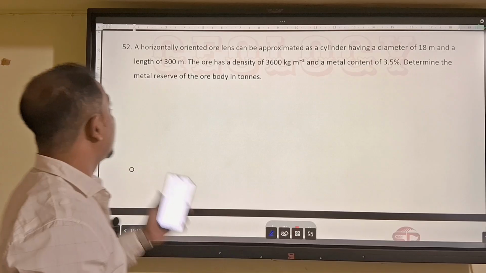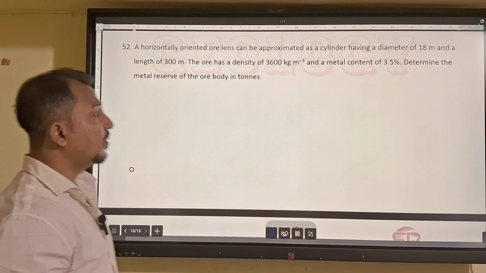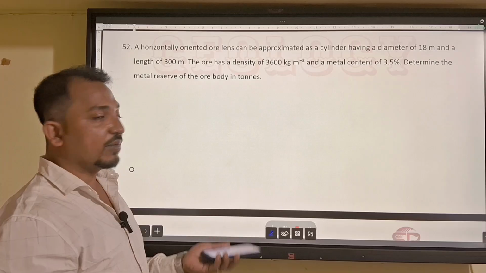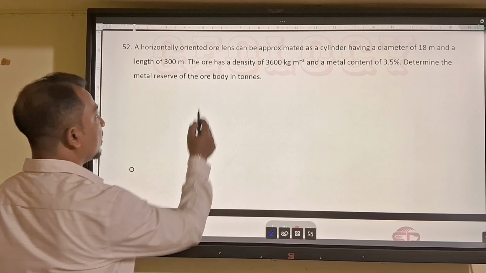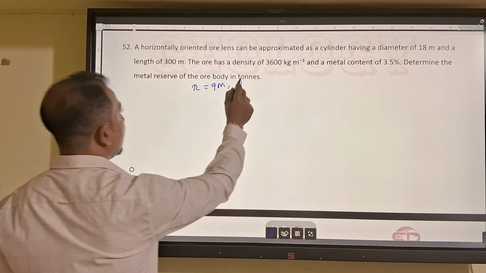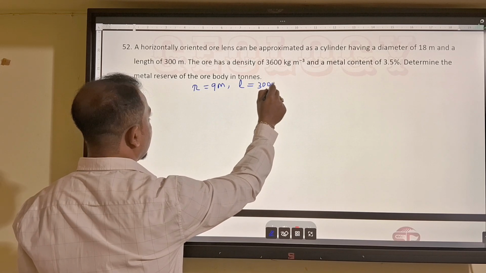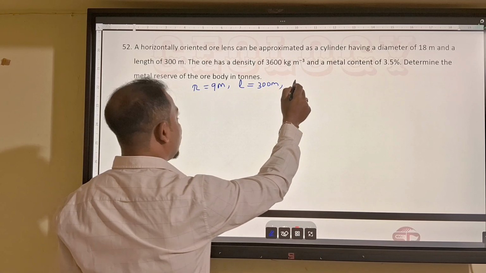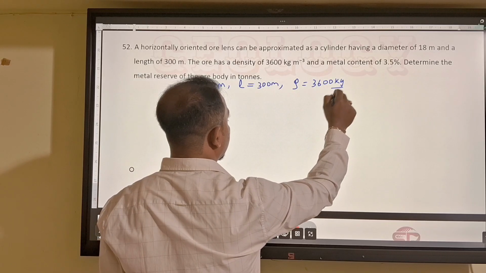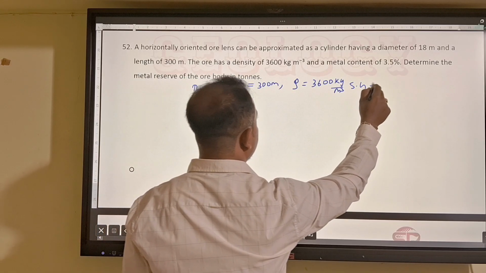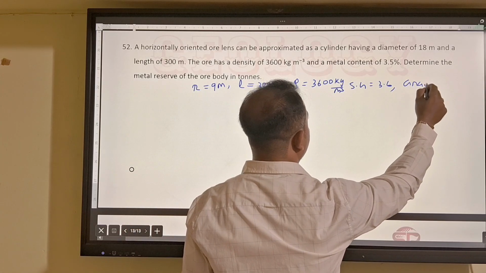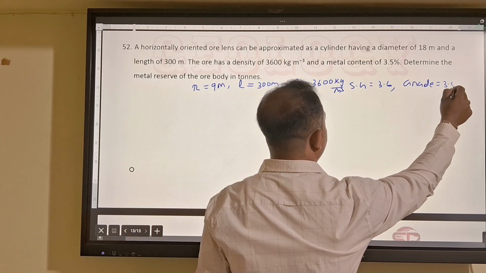Next question. A horizontally oriented ore lens can be approximated as a cylinder having a diameter. Again, the diameter is given 18 meter, so we'll take the radius as 9 meter. Then the length is given 300 meter. Then the density is given 3600 kg per meter cube, so specific gravity will be 3.6, and the grade or metal content is given 3.5%.